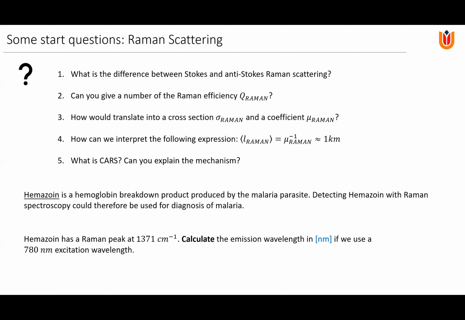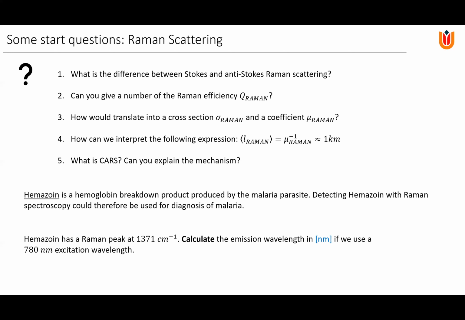So what we know of hemozoin is that it has a Raman peak at 1371 inverse centimeters. Can you now calculate for me what the Raman emission wavelength would be? Stokes Raman, so not anti-Stokes, Stokes Raman, if we would use a 780 nanometer excitation wavelength. That is something that we can easily buy because that is used in laser pointers and so on. So this could provide a cheap way of diagnosing malaria.